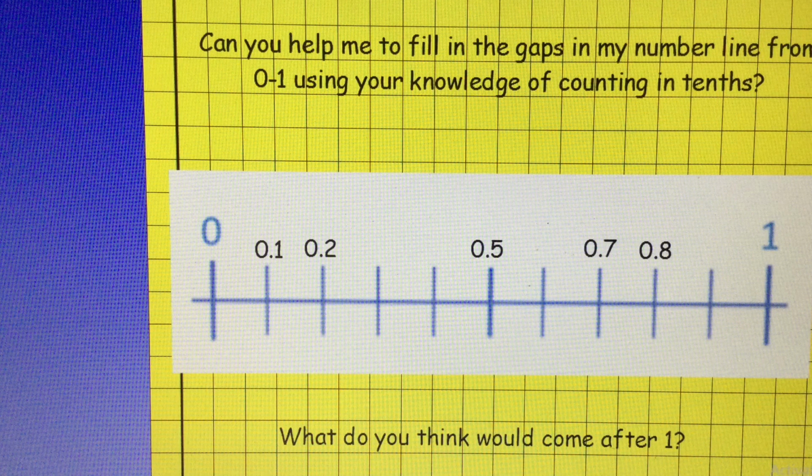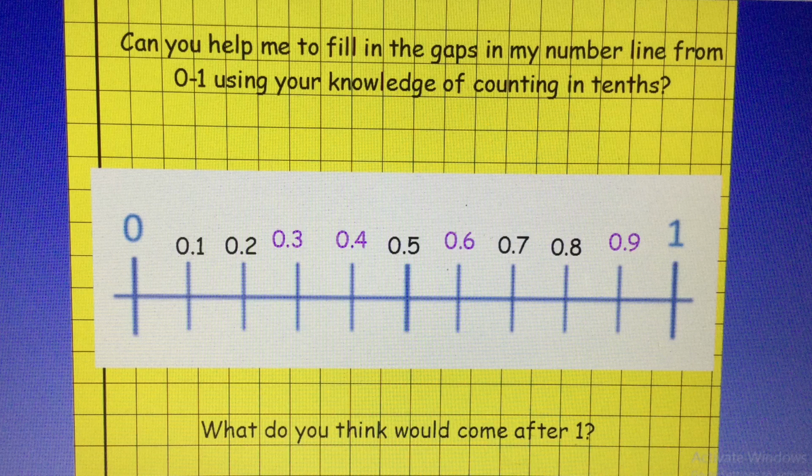Can you help me to fill in the gaps in my number line from 0 to 1 using your knowledge of counting in tenths? I hope you can. Pause the video now and have a think about what number you think is going to go in those gaps. And here are the answers. These are the numbers that should have been in your gaps. So now we can count from 0 to 1 in tenths using our number line.